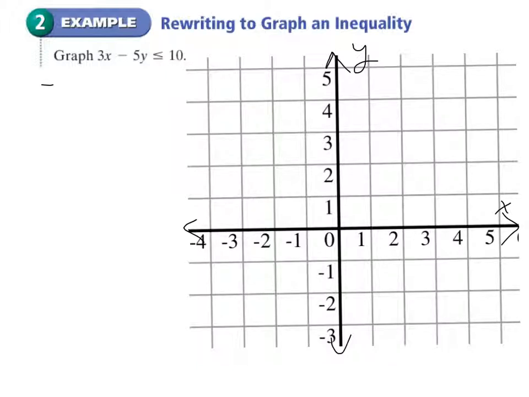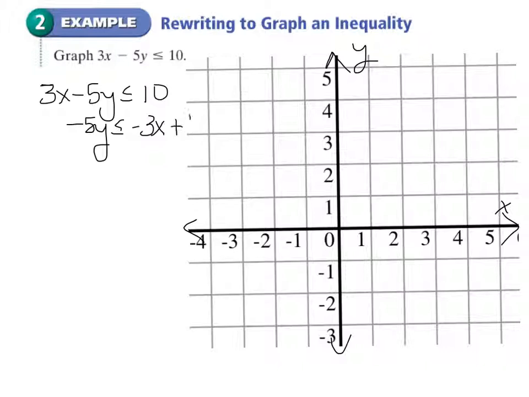3x minus 5y is less than or equal to 10. I subtract 3x on both sides. I now divide everything by negative 5. Because you divide by negative 5, the inequality flips. Don't forget that. So y is greater than or equal to 3/5 x. Negative 3 divided by negative 5 is positive 3/5. And 10 divided by negative 5 is negative 2. So if you graph this, the y-intercept is negative 2, up 3 over 1, 2, 3, 4, 5.